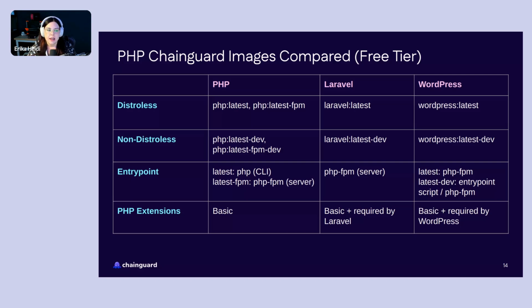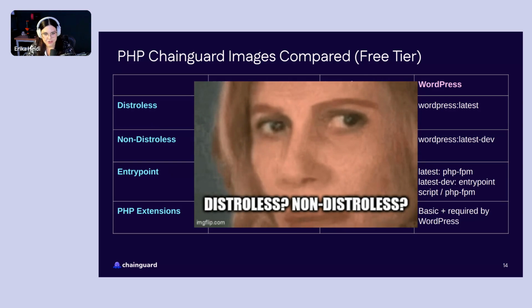And then we have the CLI PHP, which is the PHP latest, to execute command line PHP scripts. And we have a basic collection of PHP extensions included within the PHP image, PHP and PHP FPM. And then for Laravel, we have the extensions that are required by Laravel, and for WordPress also extensions that are required and recommended for running WordPress. And then we have the distroless image and the non-distroless image.